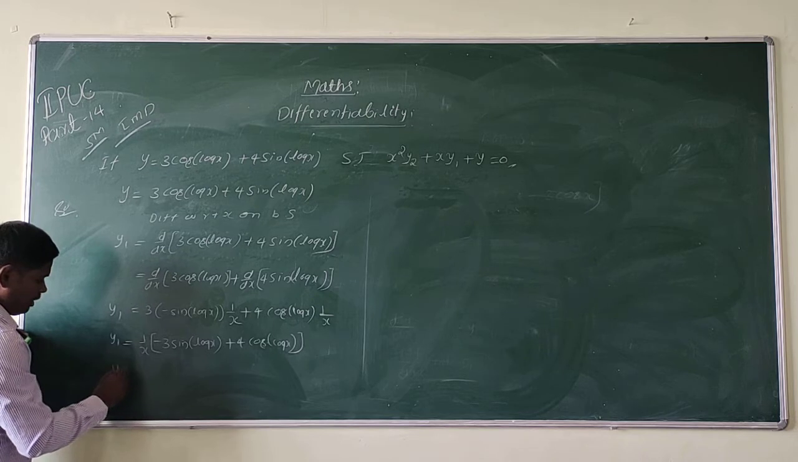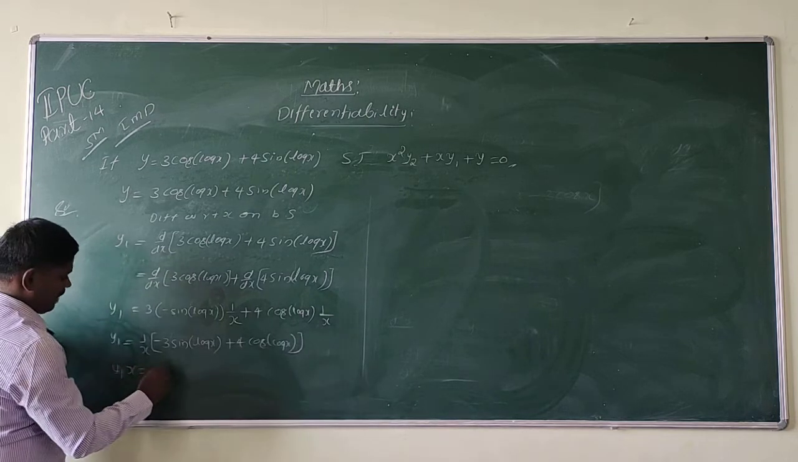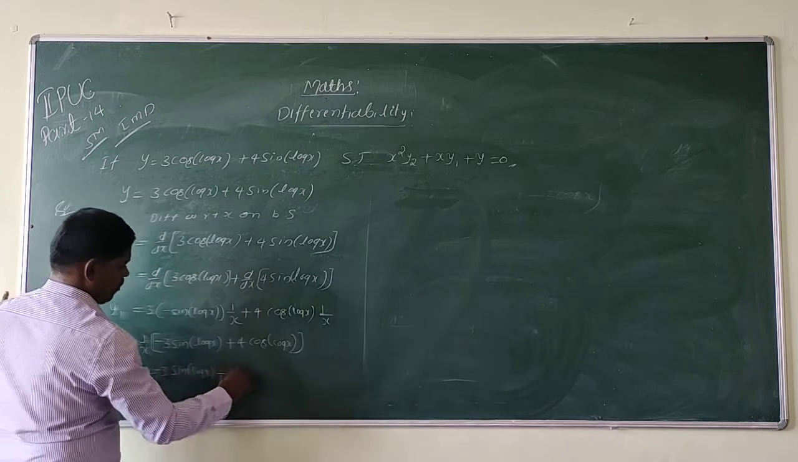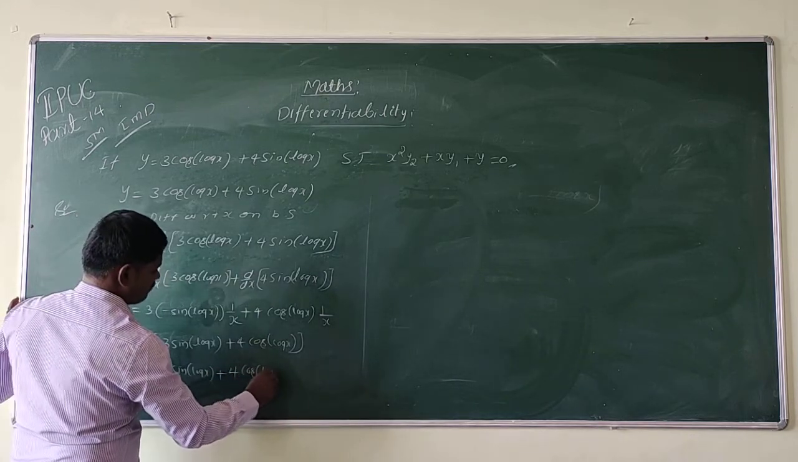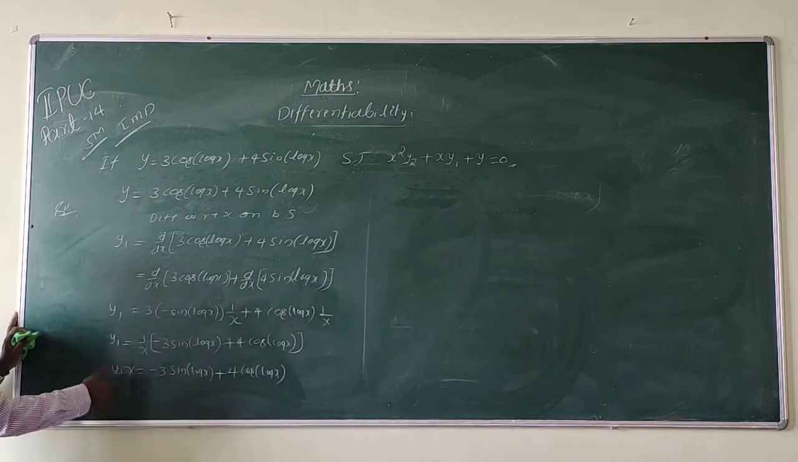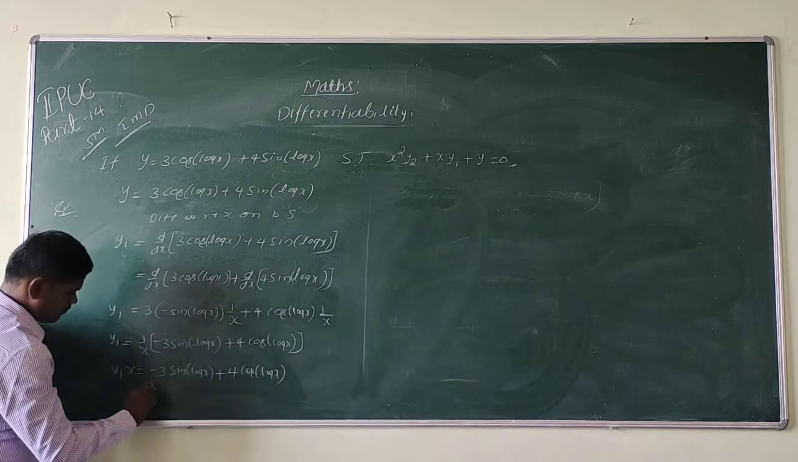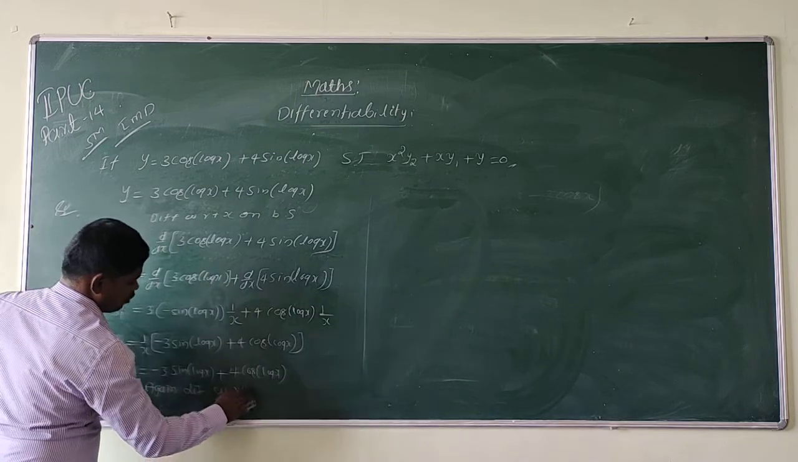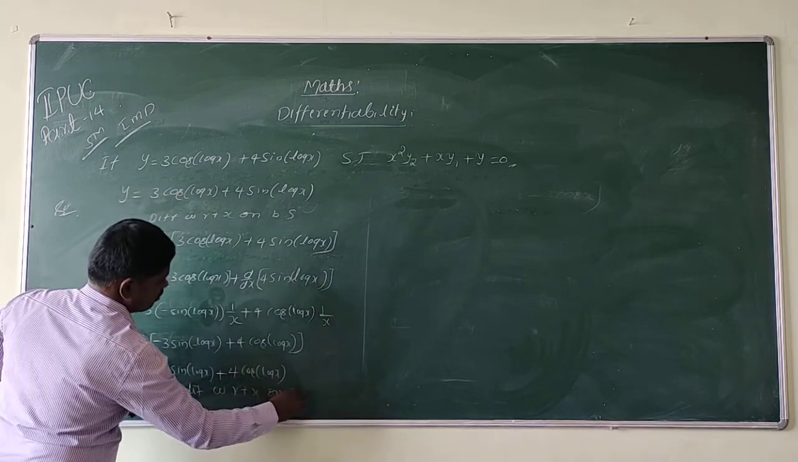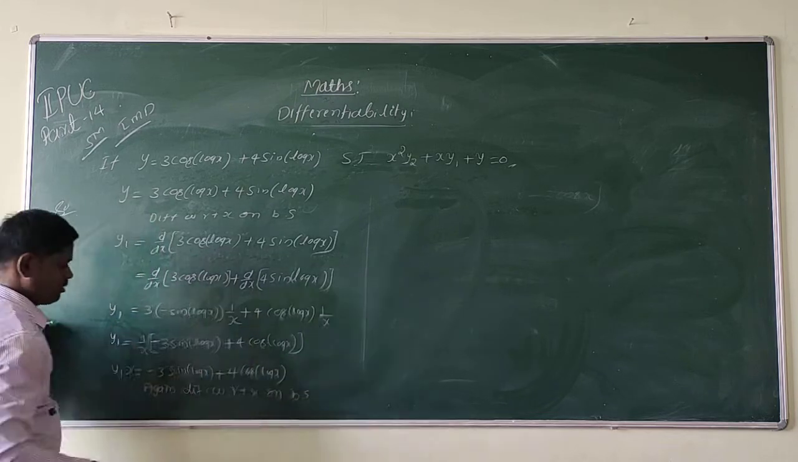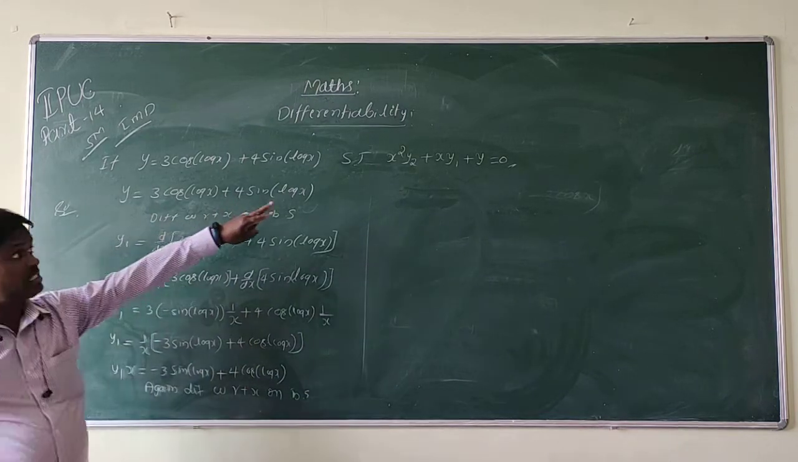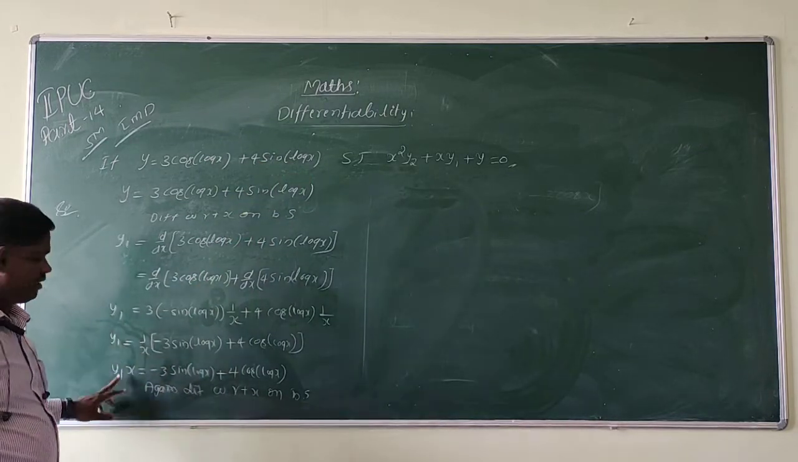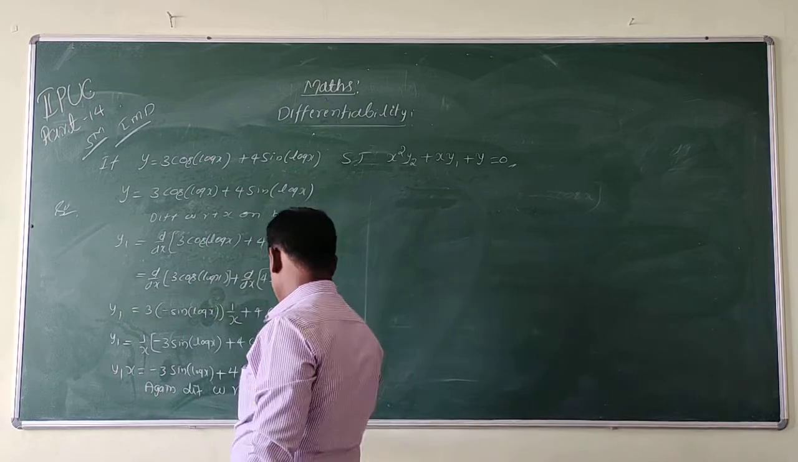For our convenience I am writing this as x y1 is equal to −3 sin(log x) + 4 cos(log x). Is it clear? So again differentiate this equation with respect to x on both sides, because we are going to show the result with x² y2 and x y1, which we are getting here.